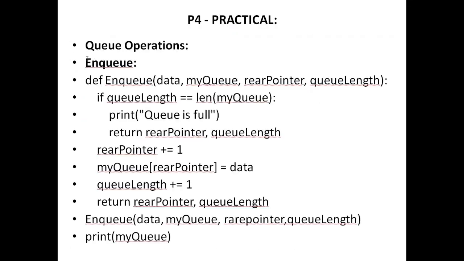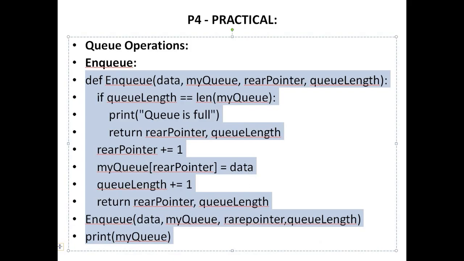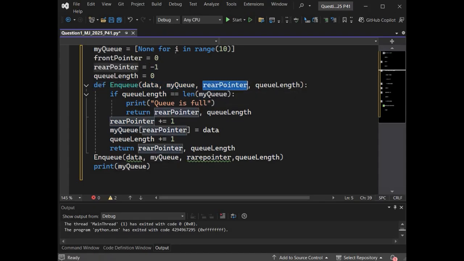And then the next thing is the examiner would sometimes ask you to write an enqueue operation. So this is the code for an enqueue operation, and what it is going to do is take data as a parameter from you. It is going to take my queue, the name of your queue, rear pointer, and queue length, because if some value is added into the queue, the value of rear pointer as well as queue length will be updated. So you'll need to write these values back onto the relevant variables.